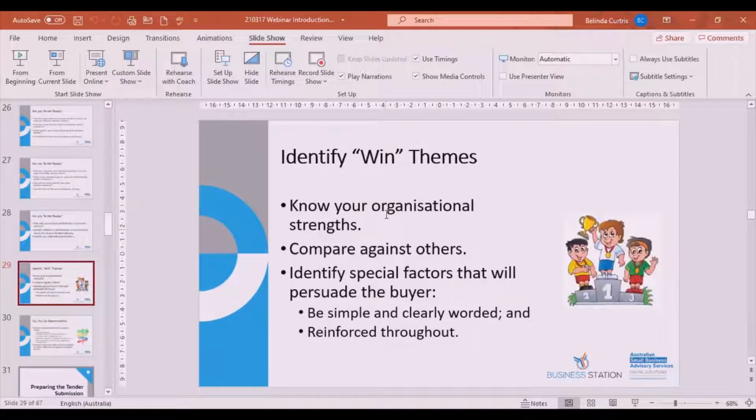And in doing so, having answered all those sort of questions, come up with what we call win themes. So, get an understanding of your organisational strengths and weaknesses, but win themes are really the special factors that will persuade the buyer to purchase your goods and services and to engage you as a contractor. That's really what it's about. What's so good about your business? Why should I pick you? I'm on the selection panel. I'm reading 12 other tender submissions. What are the special factors about your business that would stand out and convince me to give you the job?